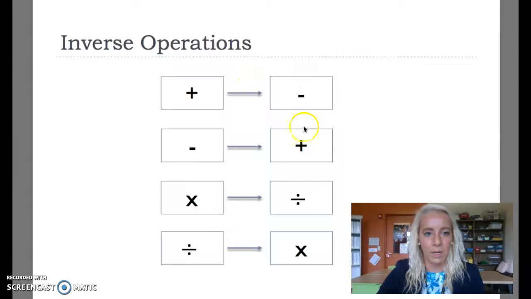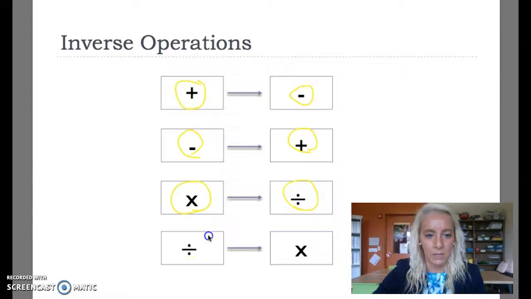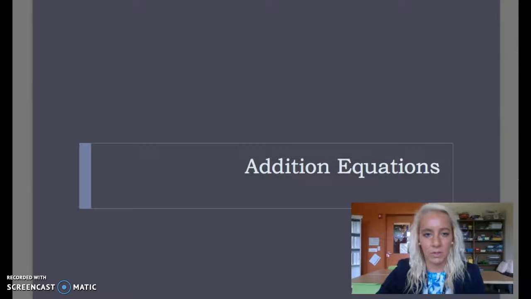So let's first start off by talking about inverse operations. If you can recall from class, the inverse operations are the opposite, and the inverse operations also undo each other. So for example, the inverse of addition is subtraction, and vice versa. The opposite of subtraction is addition. The inverse of multiplication is division, and the inverse of division is multiplication. So let's go into the different types of equations.